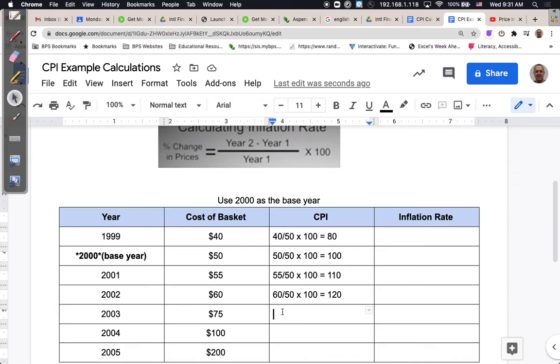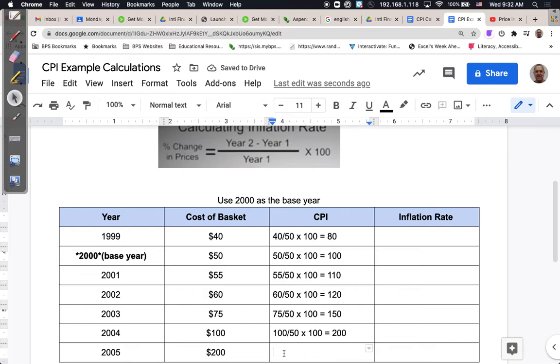All right. 75 is the cost of the basket of goods in 2003. We divide that by the cost in the base year and multiply by 100. That's going to be 150. Should put an equals there. All right. 2004. The cost of the basket of goods is 100. Divide that by the cost in the base year. 100 divided by 50 is 2. 2 times 100 is 200.